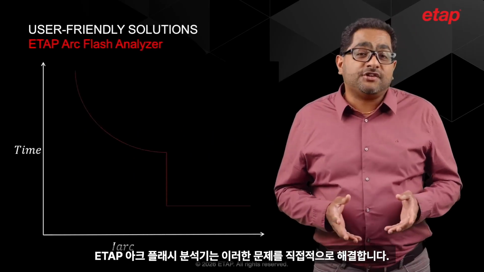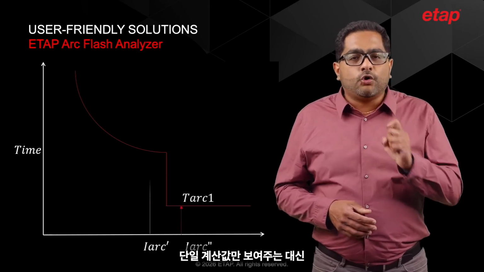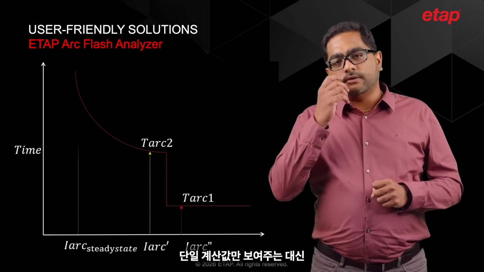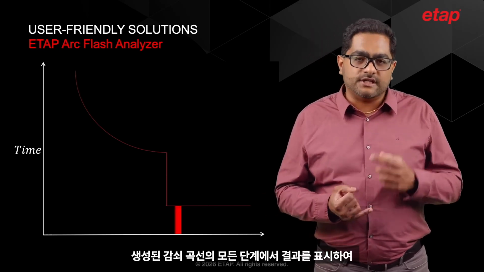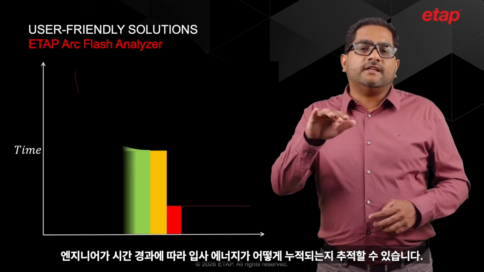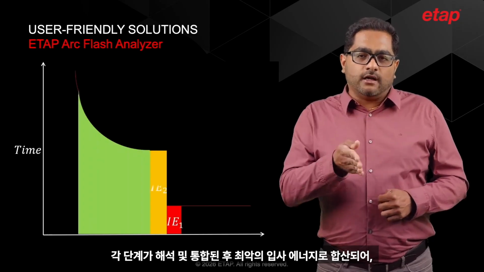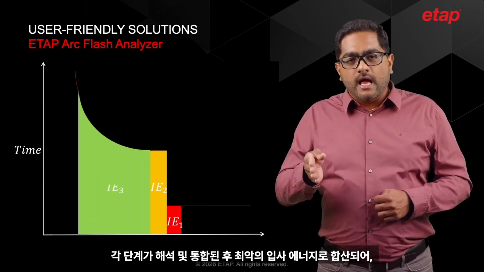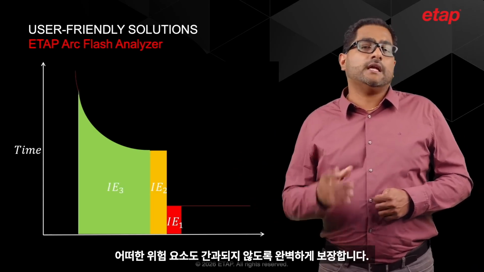The ETAP Arc Flash Analyzer directly resolves this challenge. Instead of showing only a single calculated value, it displays results at every stage of the generated decay curve, so engineers can trace how incident energy accumulates over time. Each stage is analyzed, integrated, and then consolidated into the worst-case incident energy, ensuring nothing is overlooked.